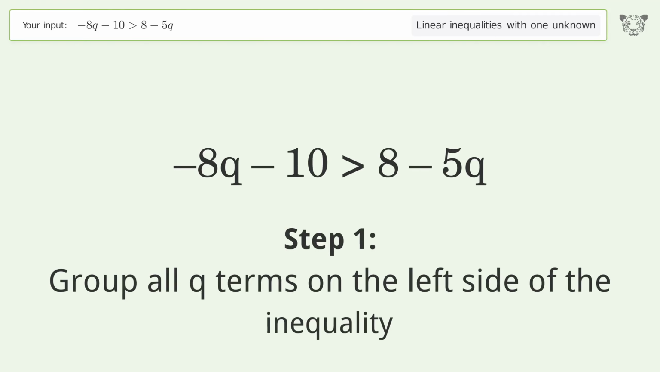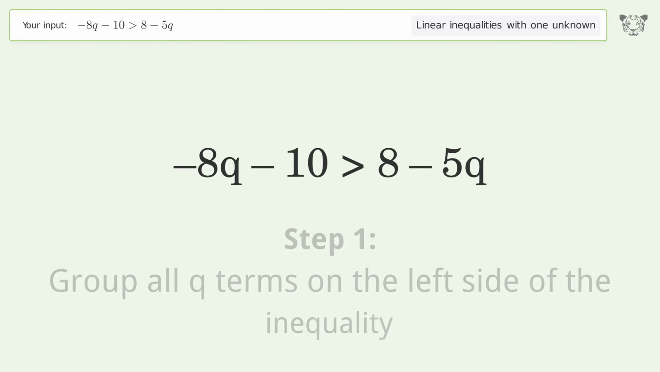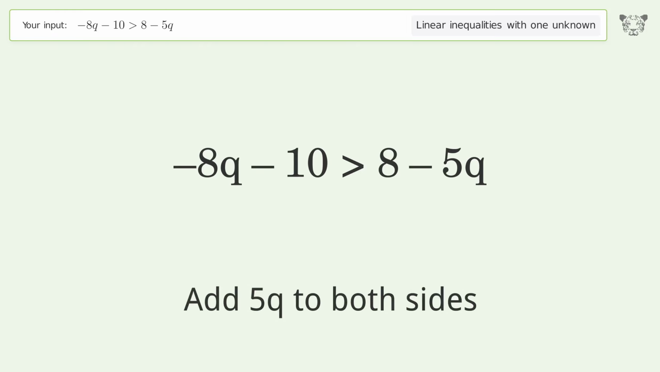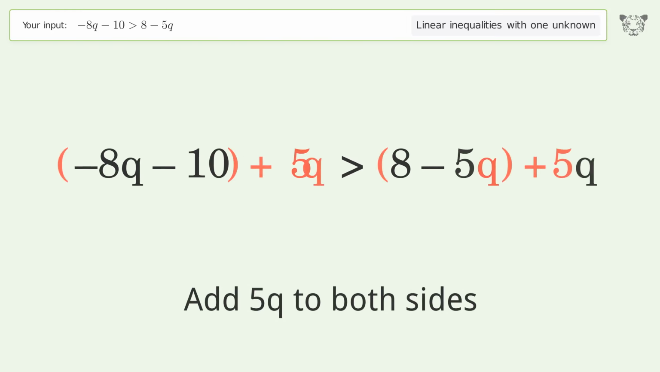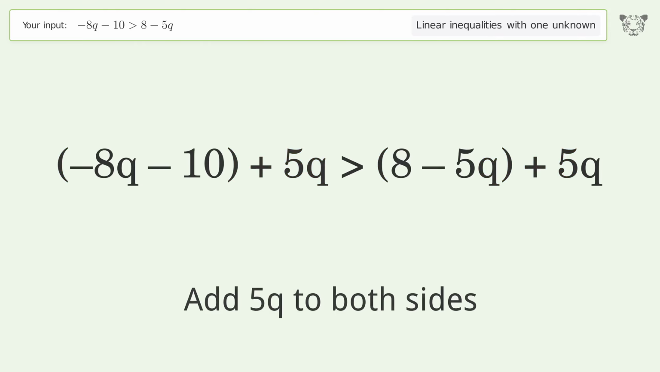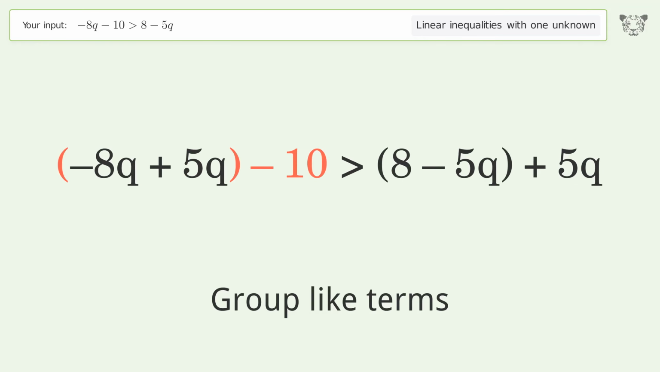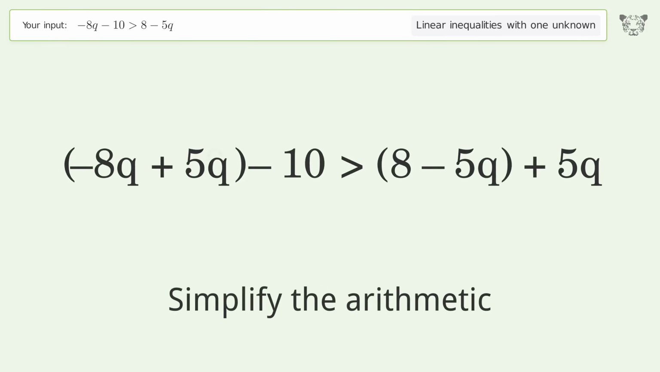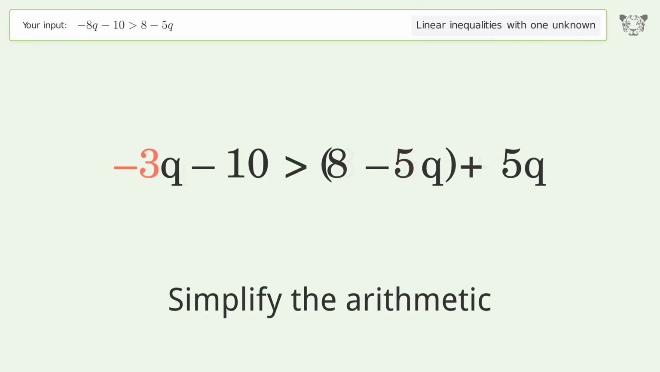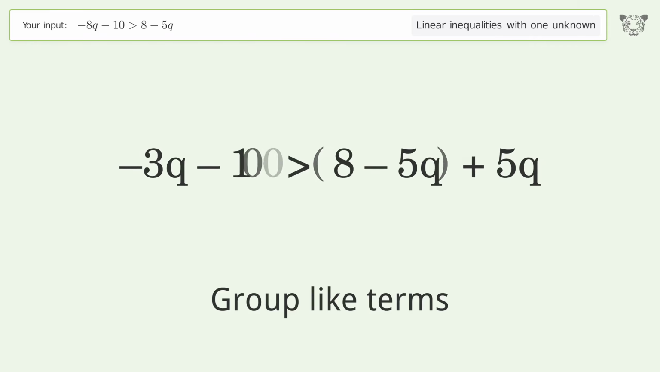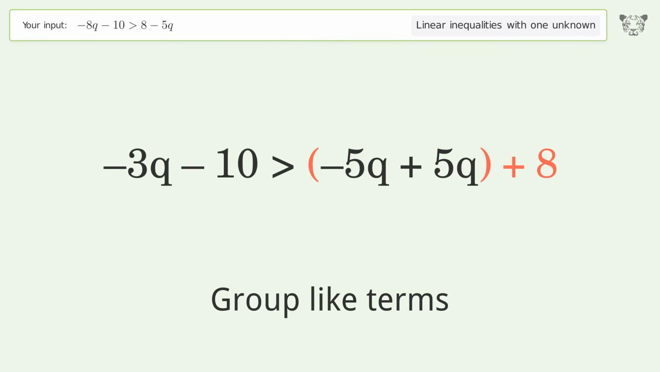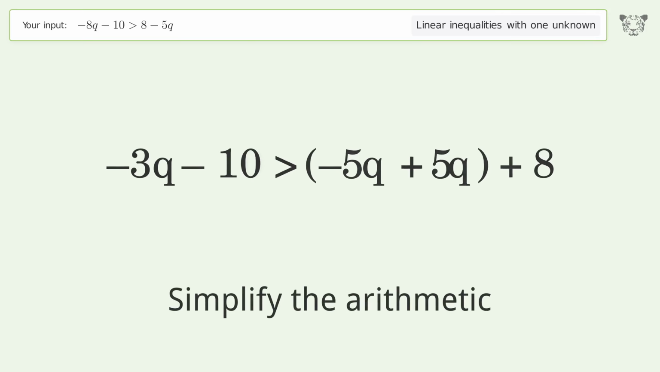Group all q terms on the left side of the inequality. Add 5q to both sides. Group like terms. Simplify the arithmetic. Group like terms. Simplify the arithmetic.